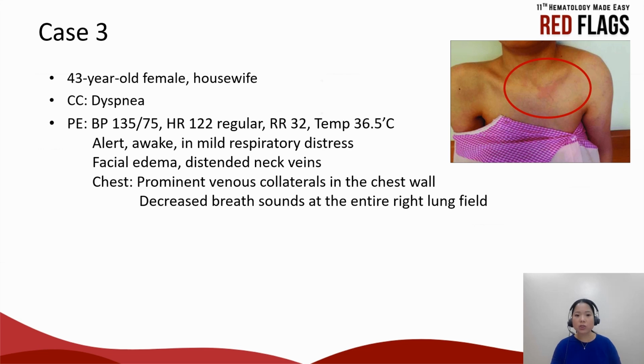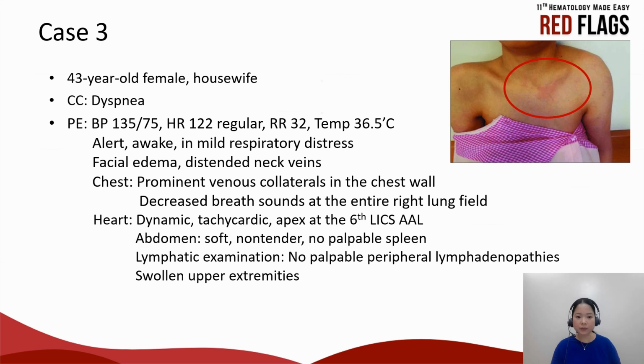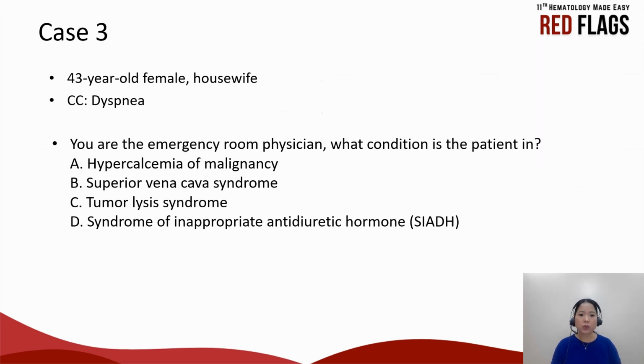She had prominent venous collaterals in the chest wall, as seen in the representative picture at the right upper portion. She had decreased breath sounds at the right lung field. She was tachycardic. She had no organomegaly. The lymphatic examination showed no peripheral lymphadenopathies, but she had swollen upper extremities. You are the emergency room physician, so what condition is the patient in?